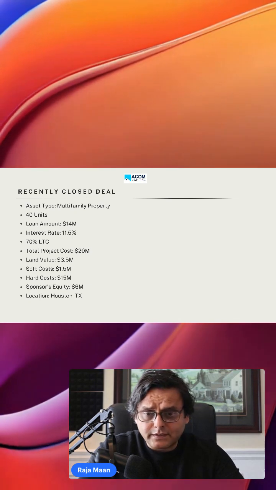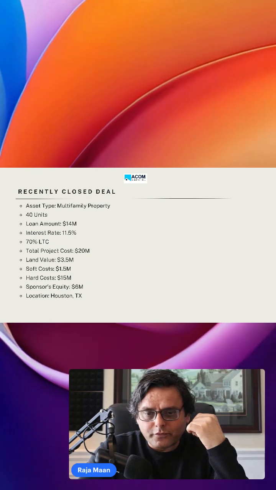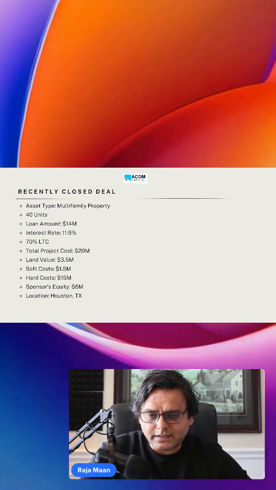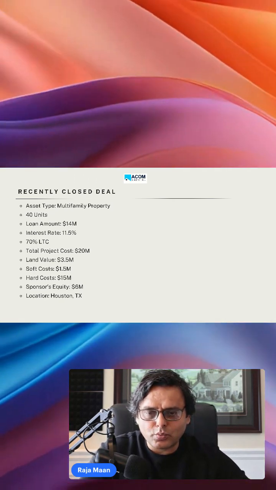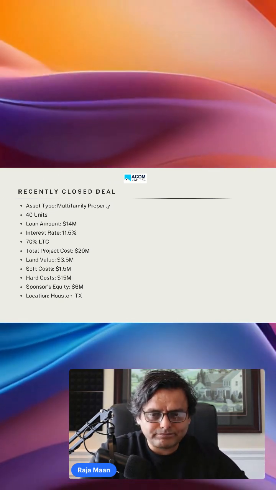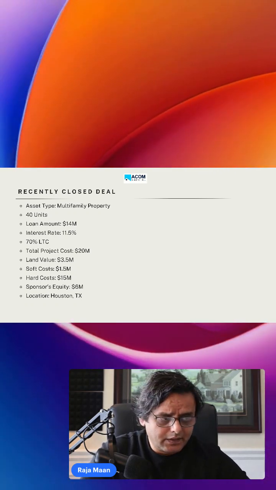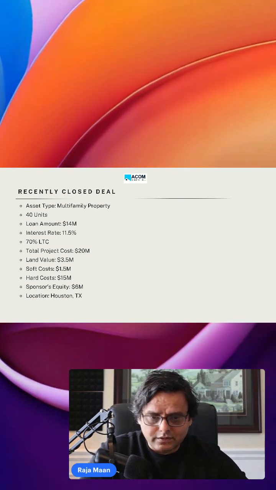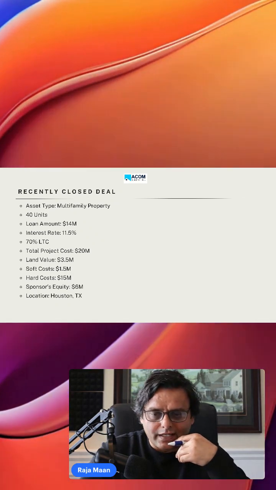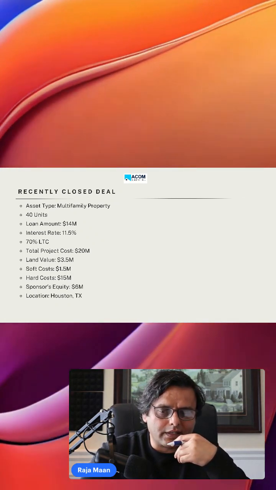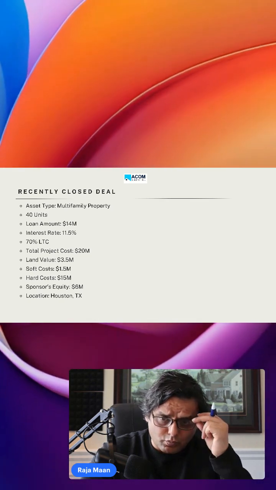Recently, we closed this deal, a multifamily property deal, 40 units, loan amount of $14 million, interest rate 11.5%, 70% loan to cost. Total project was $20 million. The land value was 3.5. Soft cost, and that was including getting the permits, approvals, clearing the lot. There are a lot of things on the lot, a little building on the lot, so they demolished it. It's getting services. Everything was going to cost them 1.5, and hard cost, the total construction cost, was 1.5.